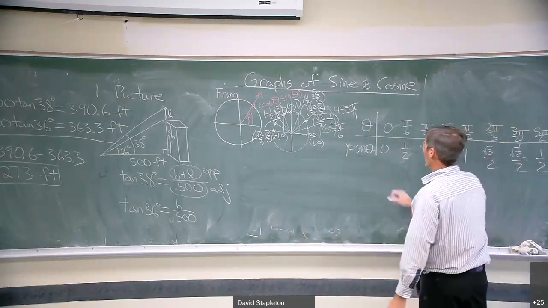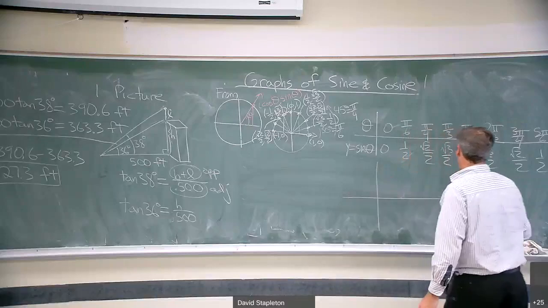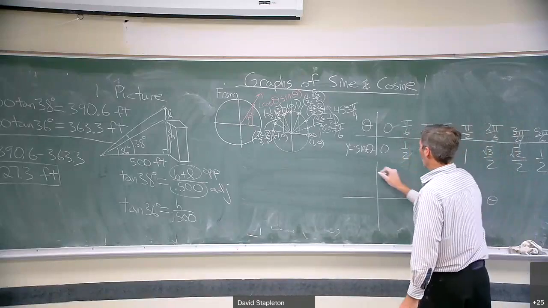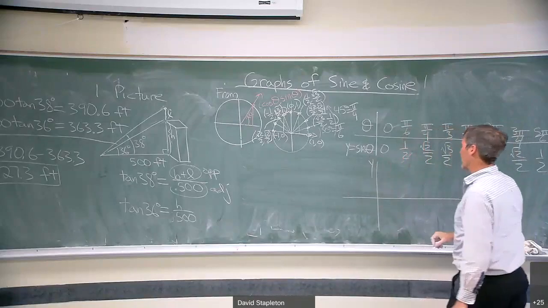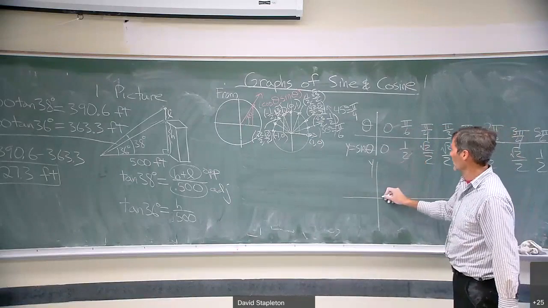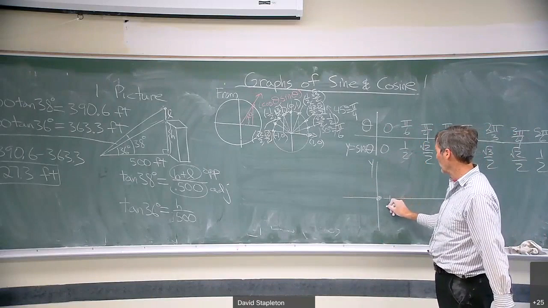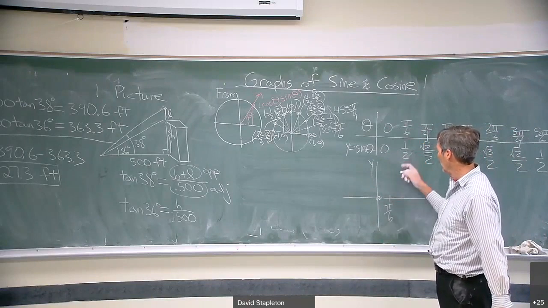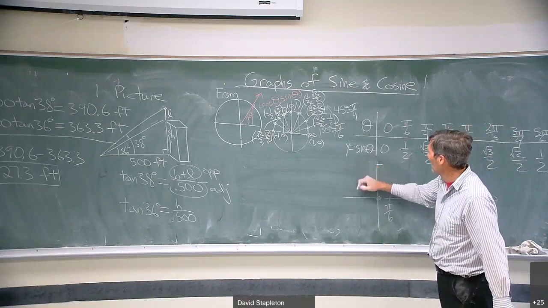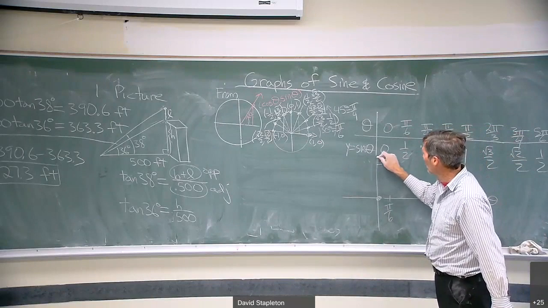So you can now sketch that, right? You can take a graph of theta versus y equals sine theta and say you plot the point 0, 0. You plot the point pi over 6, 1/2. Here's 1 up here, let's say.